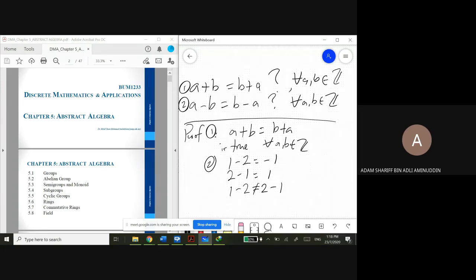So subtraction is not commutative. This property, this characteristic, is known as commutative. Addition of integers is commutative. Subtraction of integers is not. This is one of the fundamental characteristics that you will learn in this chapter.